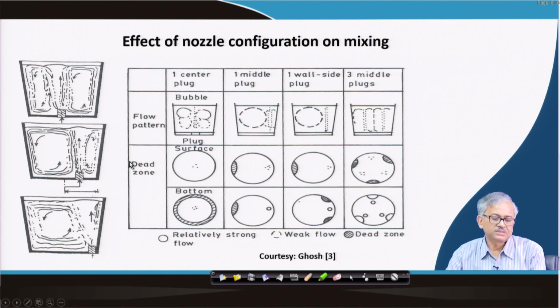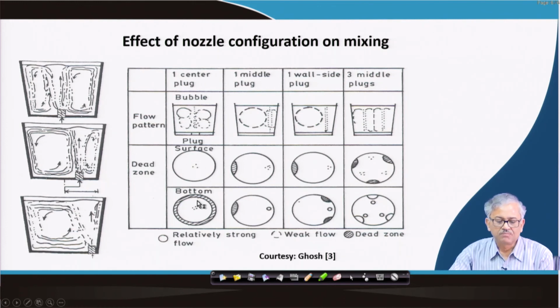Now let us see the dead zone. In the case of the central plug, you have this type of flow pattern and this type of dead zone, just at the central location. This is the plan view on the surface, and the plan view on the bottom. What can you find? Along the wall you have a dead zone. This is a strong dead zone. At the bottom, a significant area is in dead zone.